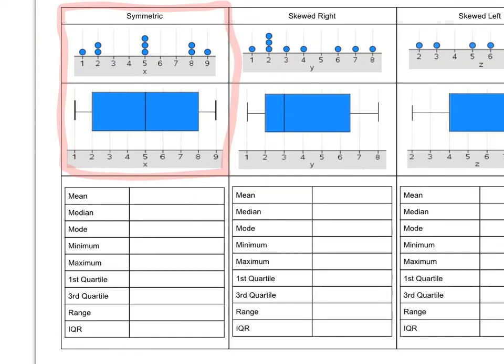So I've got a list of things down here that I want to find. I want to find the mean, the median, the mode, the minimum, the maximum, the first quartile, third quartile, the range, and the interquartile range. That sounds like a lot, but a lot of this we can find just by looking.